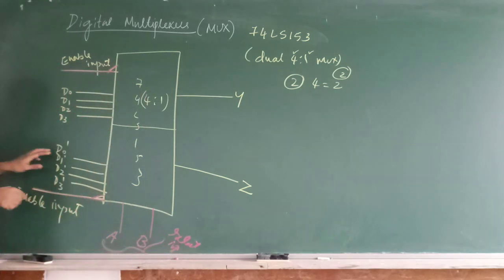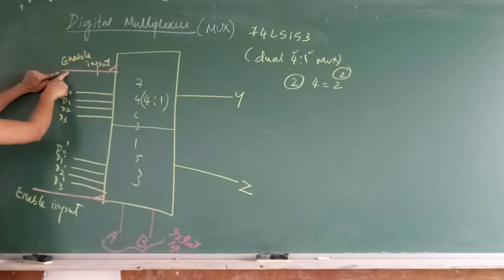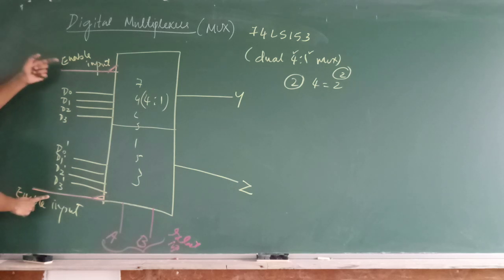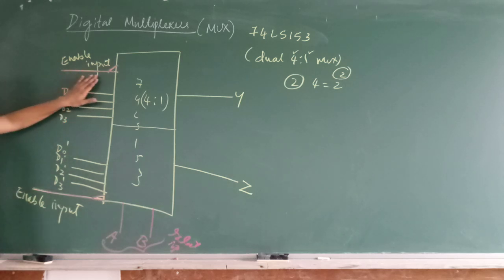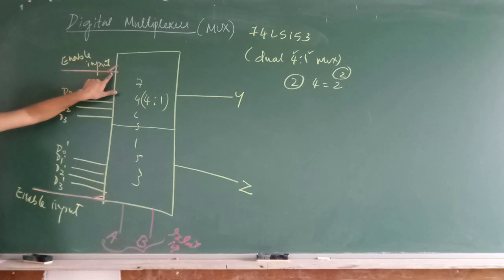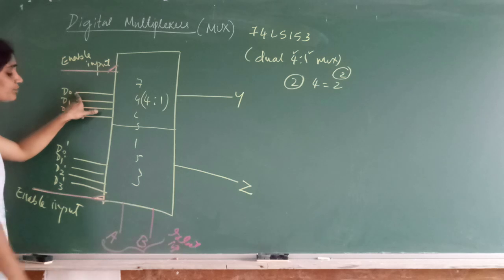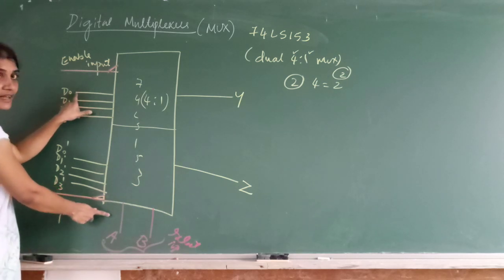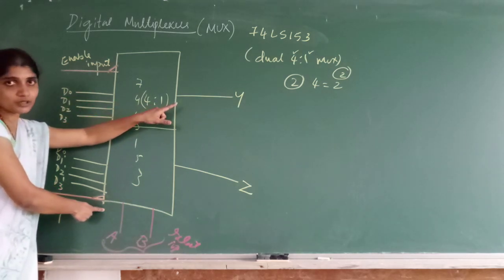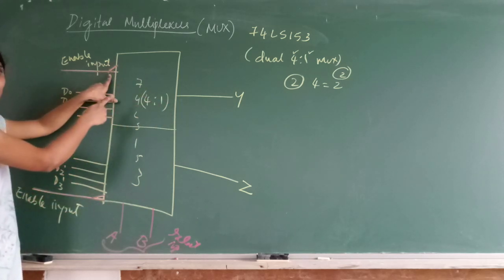If you want to make use of the first multiplexer, give enable input as 0 here and make this enable input as 1. If you want to use both, give both the enable inputs as 0. You know why we have to give 0? Because this is active low. So in order to activate this input, I must give 0. Only then will the input selected by the select inputs be transferred to the output. Otherwise, no. If you give the enable input as 1, this IC will not work as a multiplexer.